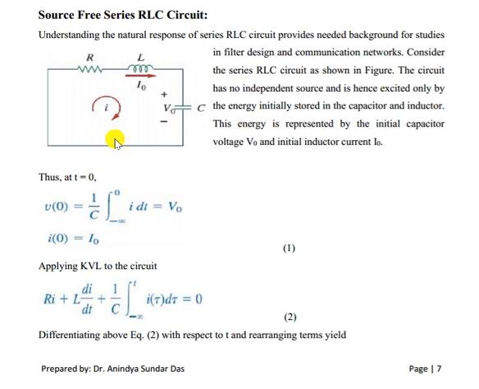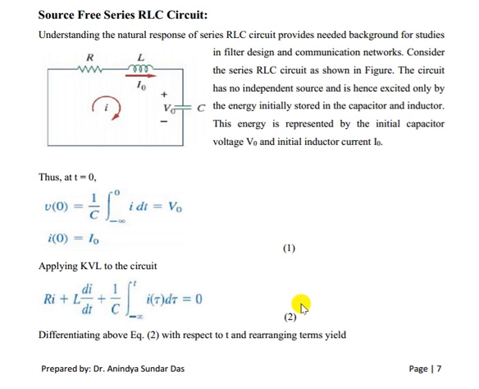Now this is the series circuit. So at t equal to 0, what we can write? That voltage drop across this capacitor, that will be equal to what? I equal to C dV/dt. So V equal to 1 by C integration of I dt. Okay. And current flowing through the circuit is say I0. Then we can apply KVL to the circuit. What we can have, that is I into R, and voltage drop across inductor is L di/dt, and this voltage is nothing but 1 by C integration of I dt equal to 0.